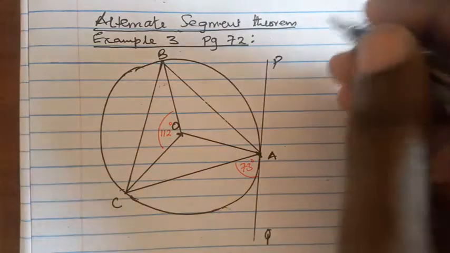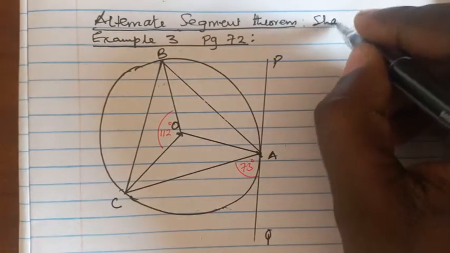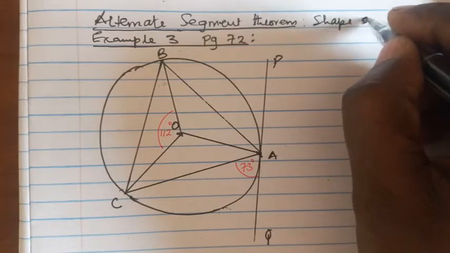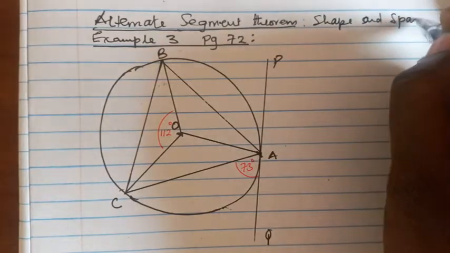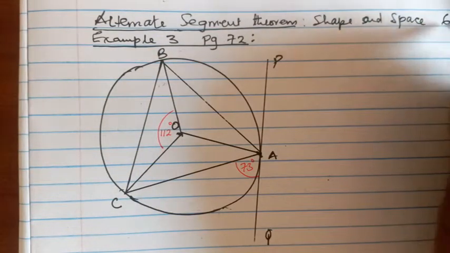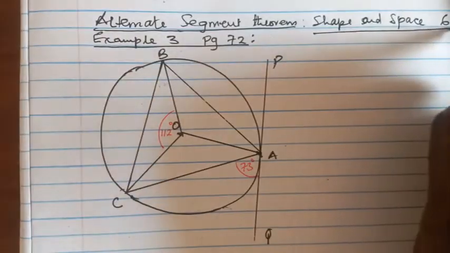I want us to understand example 3 on page 72 of Shape and Space 6. The topic still remains shape and space 6, that's where we are, IGCSE of course.